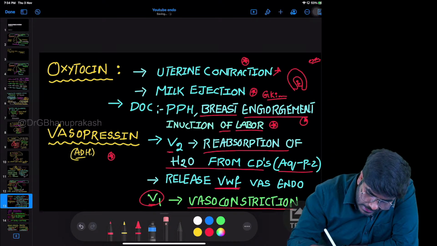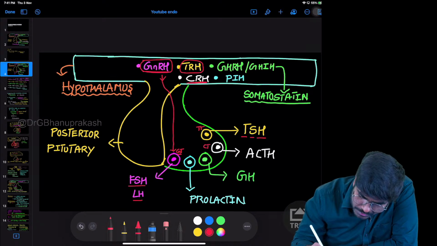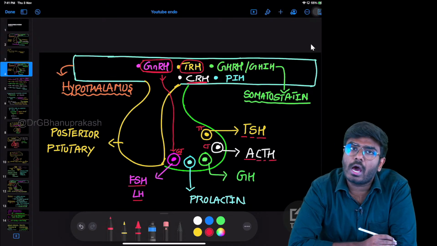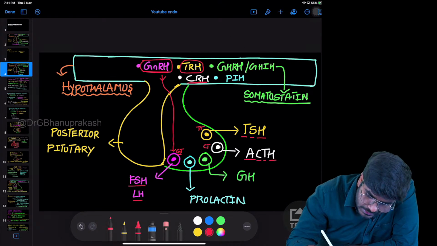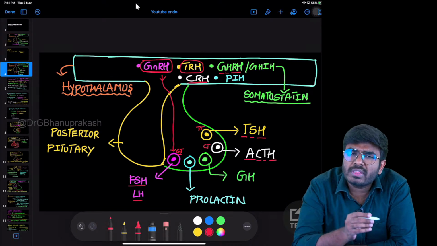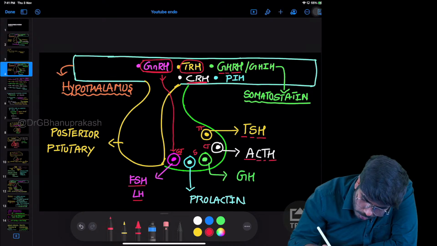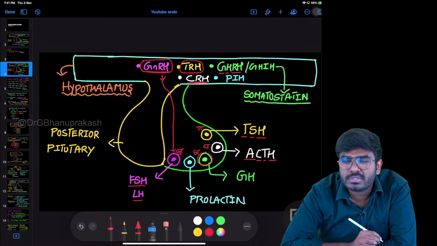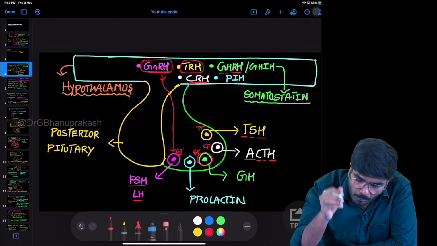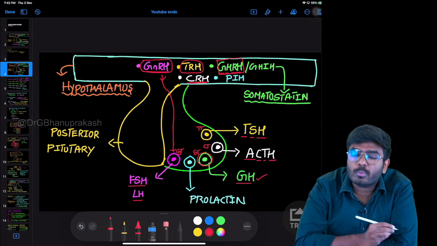In the same way, CRH means corticotropin releasing hormone. It will come down to the anterior pituitary and act on corticotropes. So the corticotropes are going to release ACTH, adrenocorticotropic hormone. Now see here, growth hormone releasing hormone. In the name itself, it's a growth hormone releasing hormone. It will come and act on the cells called somatotropes. These green color cells are the somatotropes. Whenever these somatotropes are acted upon by growth hormone releasing hormone, they will release growth hormone, sir.